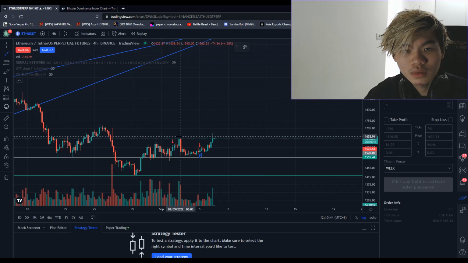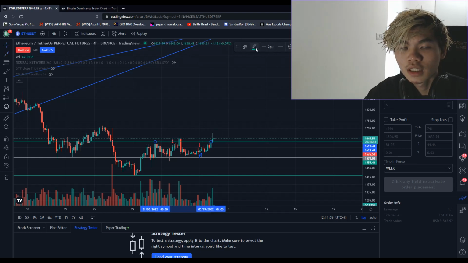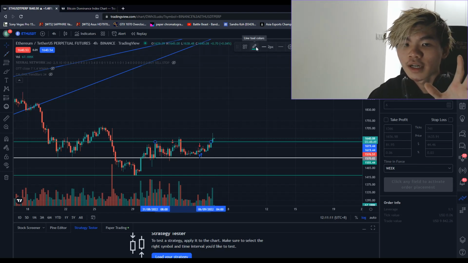So we saw some resistance here that was covered here. This was okay, it got broken. Yeah, it broke here, so this is a good resistance line to draw. Just remember that when you're drawing your support and resistance, you want to cover as many candles as possible. It doesn't matter if it's at the top of the candle or at the bottom of the candle.